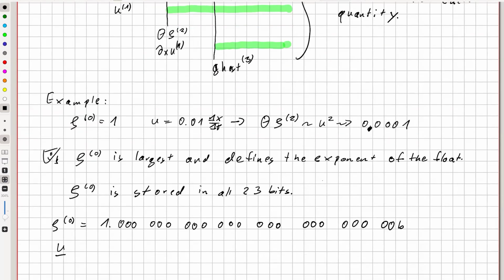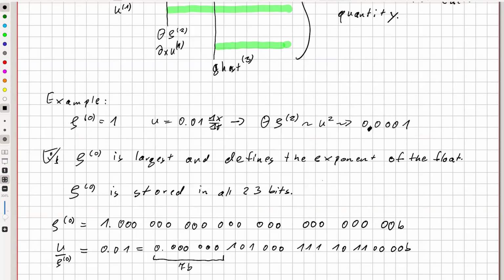Now you store to the same exponent u divided by rho 0, which is 0.01 in decimal. So this becomes then 0.000, I hope this is correct, 000, 000, 000, 101, 000, 111, 1011, 0000. So don't worry if you don't want to write this down. This is not important. Just get the idea, right? So the problem is here you have lost 7 bits. 7 bits lost.